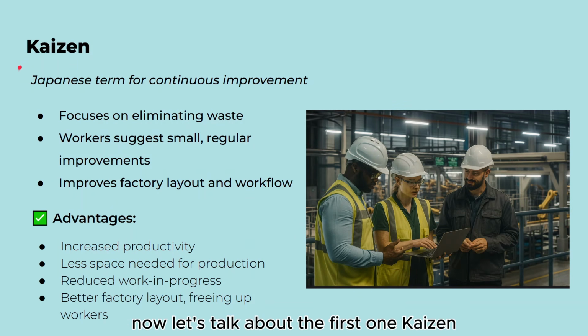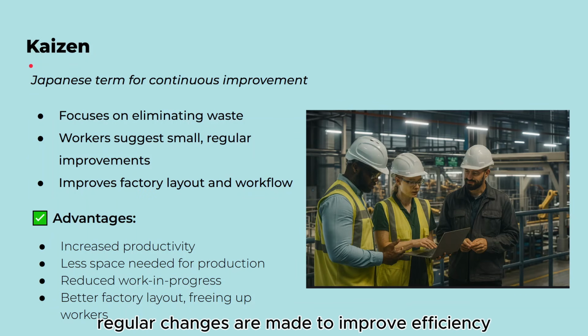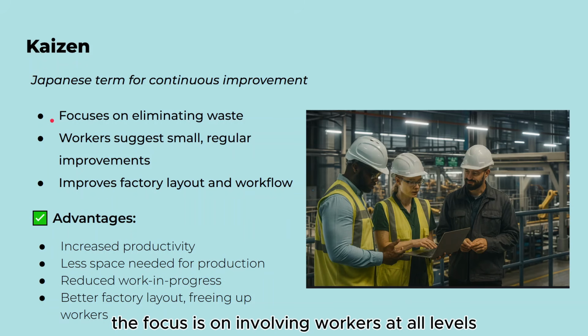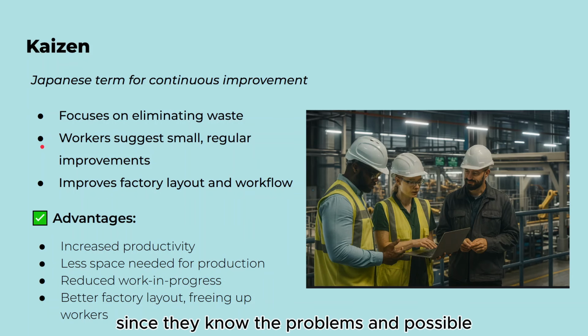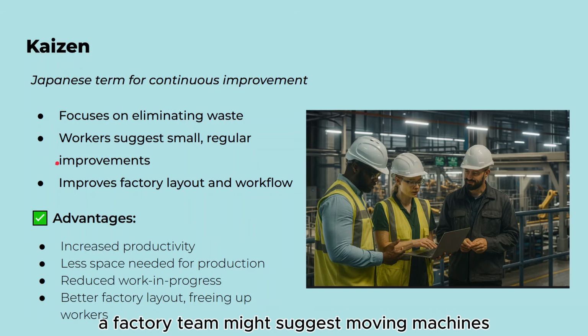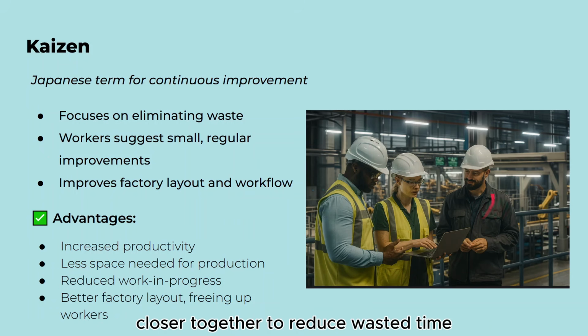Now let's talk about the first one, Kaizen. Kaizen means continuous improvement, and it is an approach where small, regular changes are made to improve efficiency. The focus is on involving workers at all levels to suggest improvements since they know the problems and possible solutions best. For example, a factory team might suggest moving machines closer together to reduce wasted time walking between them. This not only speeds up the processes but also makes workers less tired.